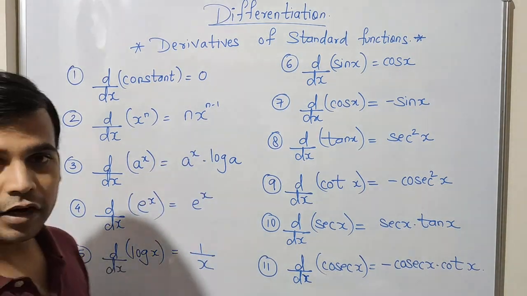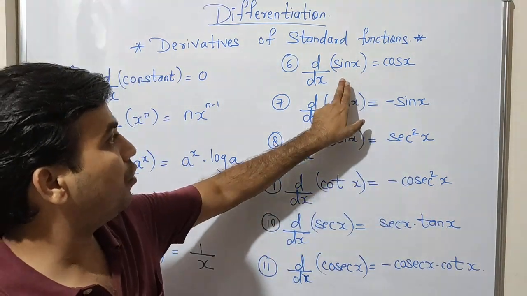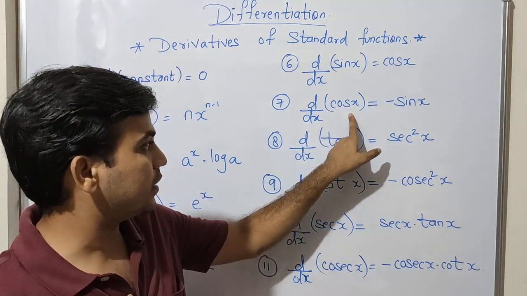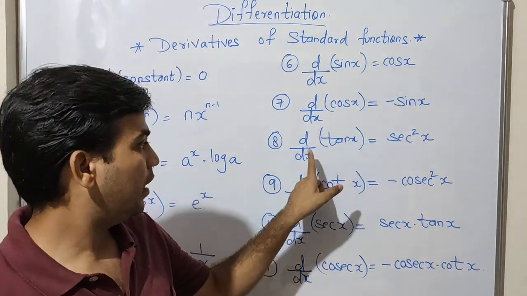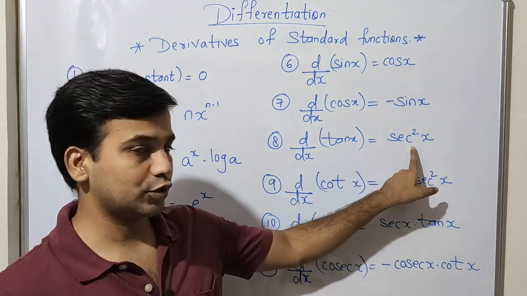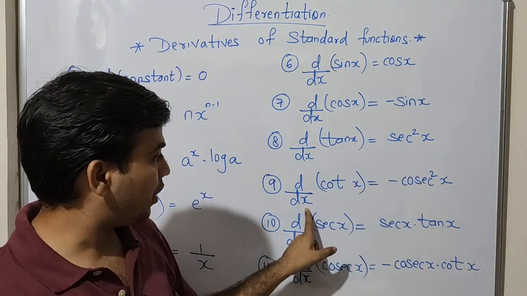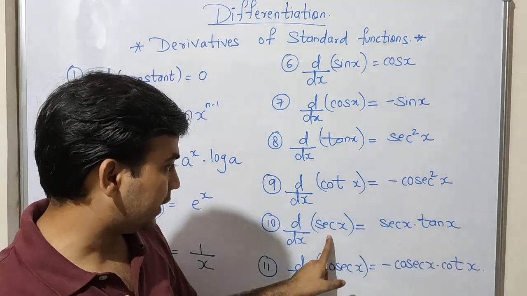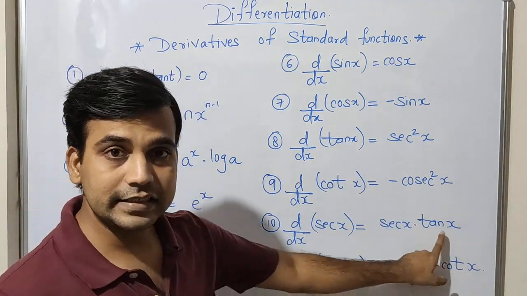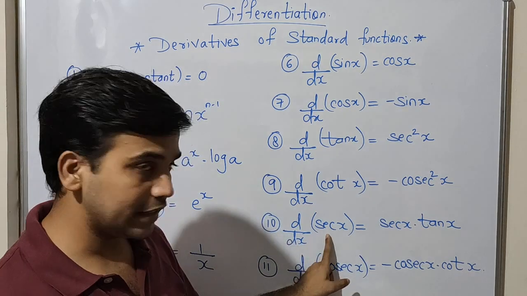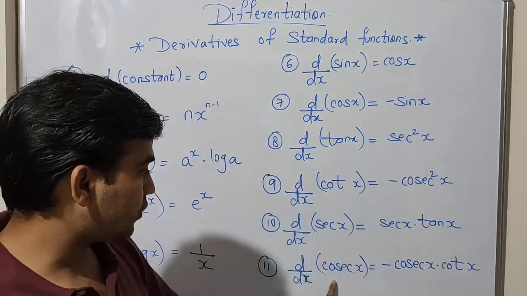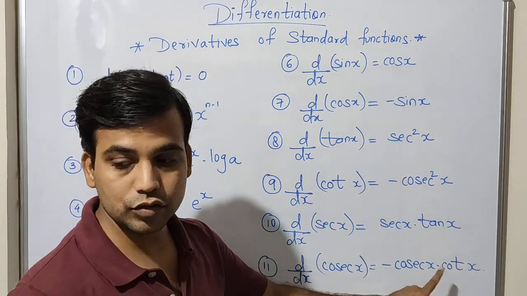Now coming to trigonometric functions, derivative of sin x is cos x. Derivative of cos x is minus sin x. Derivative of tan x is sec square x. Derivative of cot x is minus cosec square x. Derivative of sec x is sec x tan x. I repeat, derivative of sec x is sec x tan x. Derivative of cosec x is minus cosec x cot x.